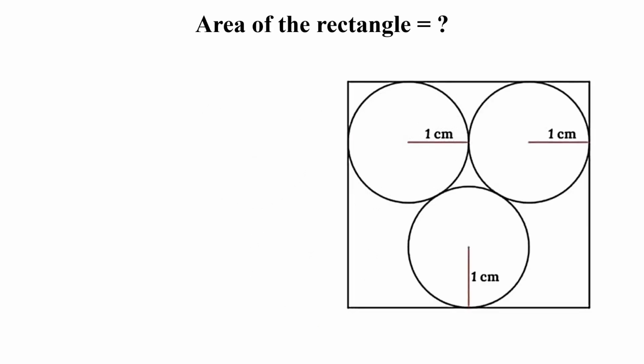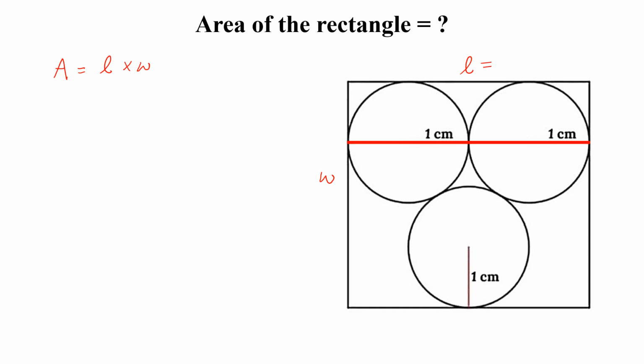Let's begin to solve the question. Let the length of this rectangle be L and the width of this rectangle be W. Then the required area will be equal to length multiplied by width. How can we calculate the length?